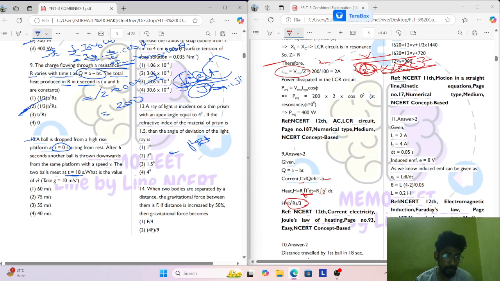High-rise platform, at t equals 0 the first ball starts from rest. After 6 seconds, another ball is thrown with speed v. There is a time gap of 6 seconds. The two balls meet at t equals 18 seconds. When the two balls meet, the total time is 18 seconds. What is the value of v?